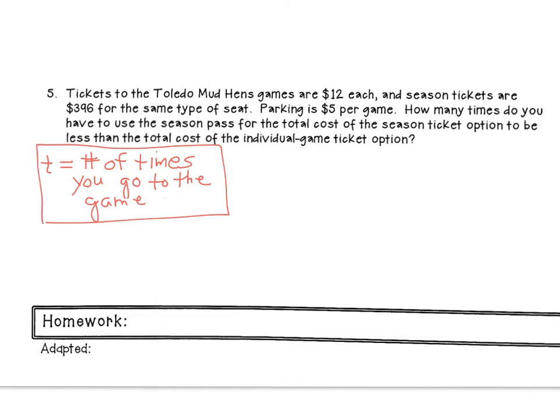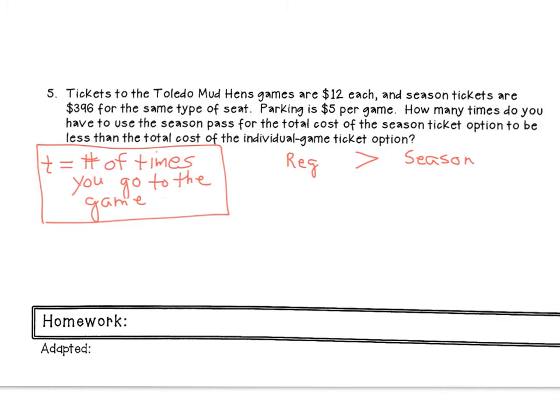So you're trying to decide, should you buy season tickets or not? We're comparing regular tickets to season tickets. How many times do you have to use the season pass for the total cost of the season ticket option to be less than the regular? Let's switch it so the arrow points to season tickets. We want season to be less, and regular is going to be more than.